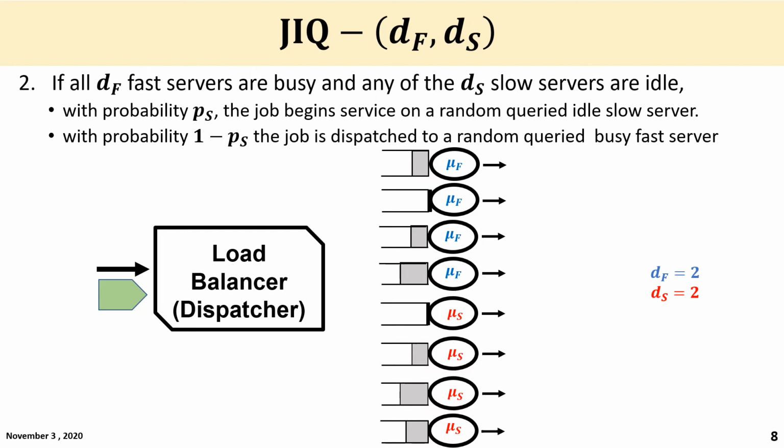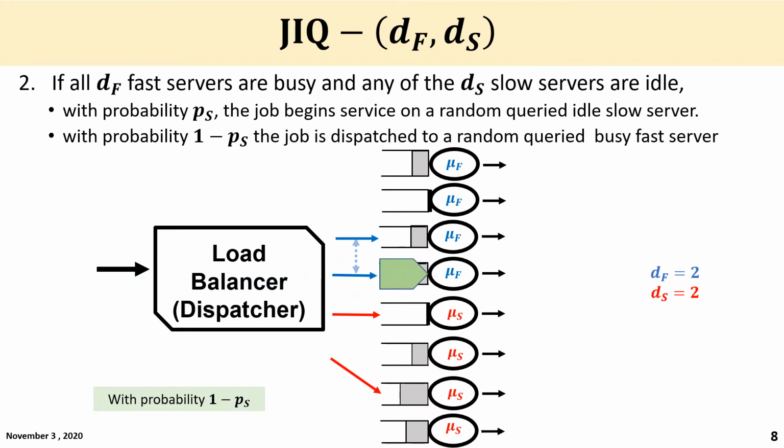Say the randomly selected fast and slow servers are as shown in the figure. We see that all the fast servers are busy here, and there exists an idle slow server in the queue. The job can now either be dispatched to the idle slow server, which happens with probability PS, or be dispatched to a random fast server in the queue, which happens with probability 1 minus PS.